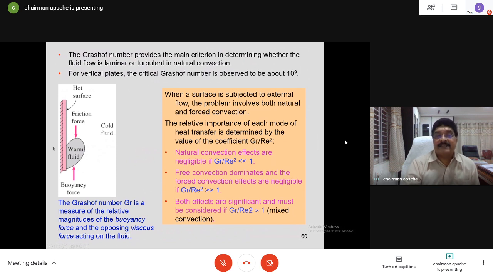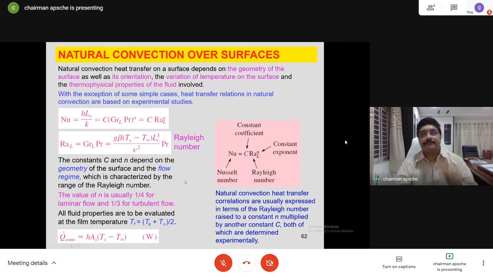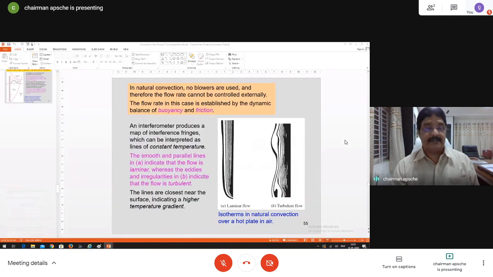This is something I have already explained to you, the possibilities of how it moves for different cases. Natural convection, now we have seen it for vertical surfaces. Let me see it for a horizontal surface.